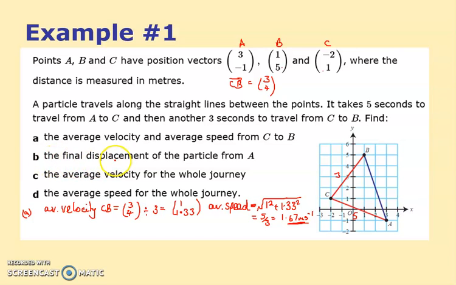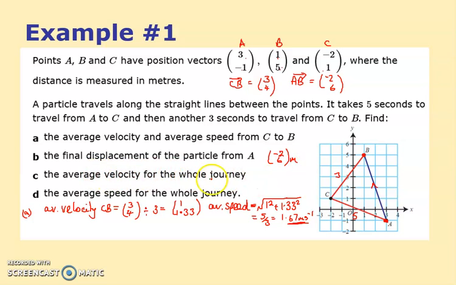B, find the final displacement of the particle from A. Well, that's ended up there, so that simply wants me to find AB. From A to B is B minus A, so that's 2 to the left, 5, that's 6 up. And again, you can probably look at the picture and it says that. So that is the answer actually. Final displacement is minus 2, 6 meters.